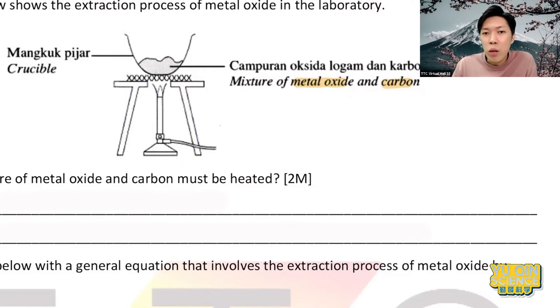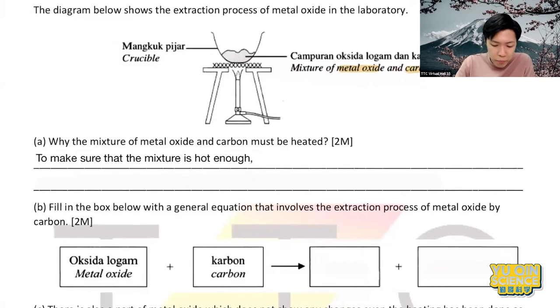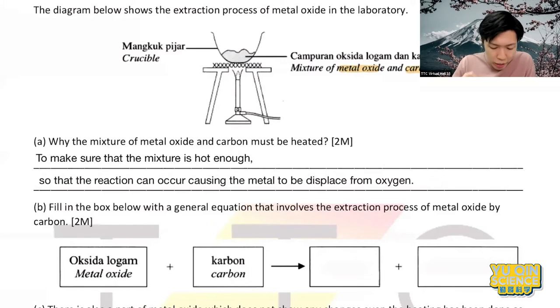The reason you want to heat up is because when you give them heat, reaction can take place. When it's cold, reaction doesn't take place. So it must be hot enough. 2 marks. Number one, make sure the mixture is hot enough so that the reaction can occur, causing metal to be displaced from oxygen. So that it's hot enough so that the reaction can take place, metal can be kicked out from oxygen.